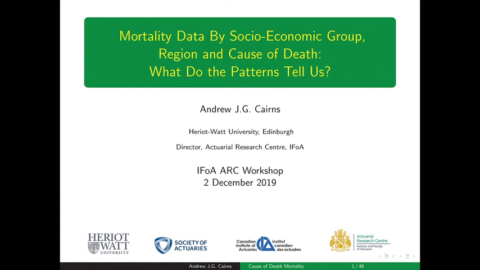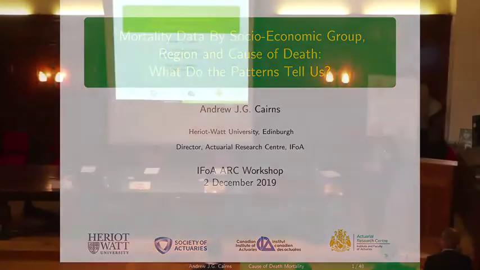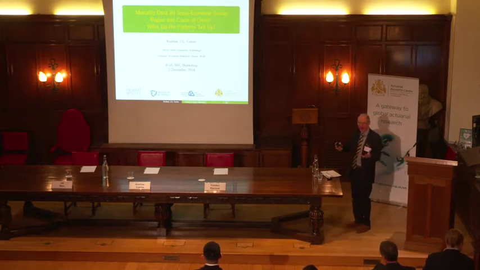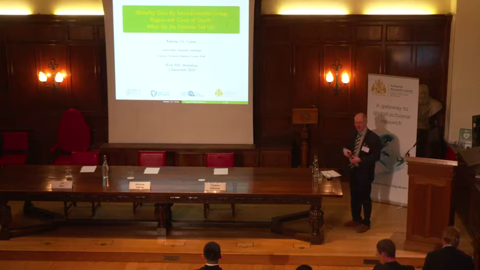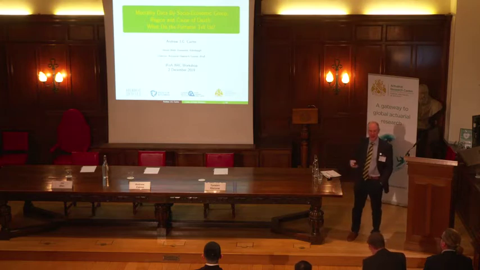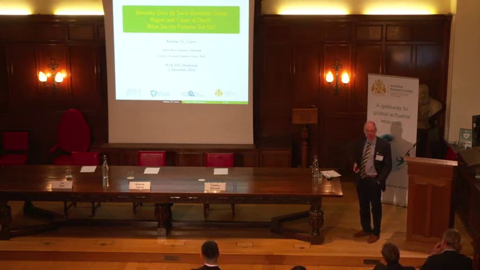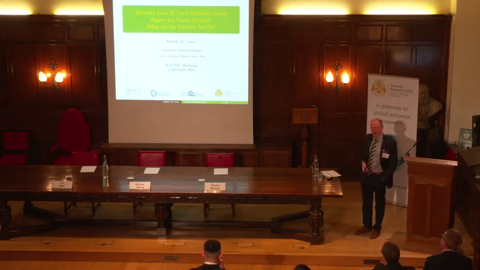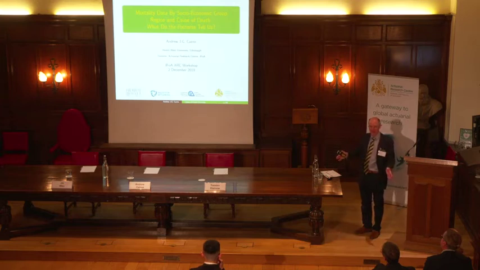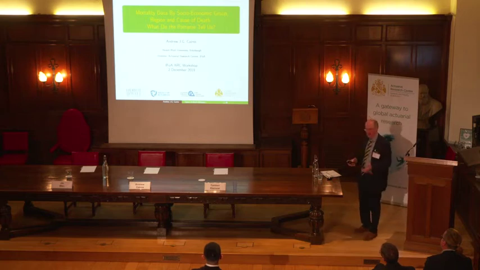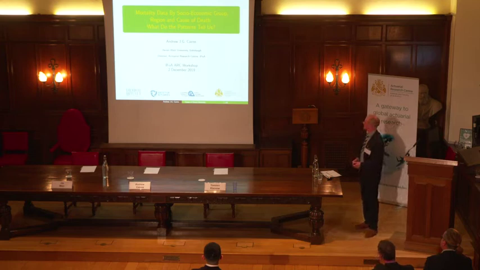So this session is looking in a bit more detail at cause of death data. What do the patterns tell us, and does it help us to understand better some of the trends that we've seen in the all-cause mortality? As we've seen in the earlier sessions, we've seen high levels of inequality between different groups, and we've also seen increasing inequality over time, etc. So can the cause of death data help us to understand these sorts of issues a little bit better?